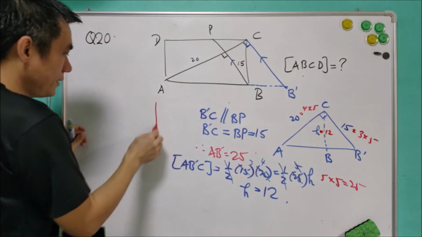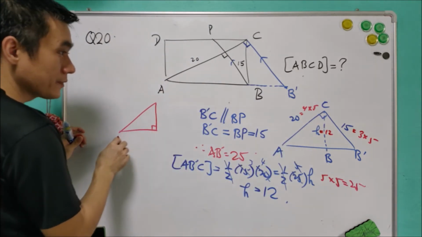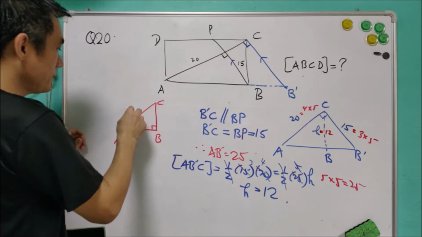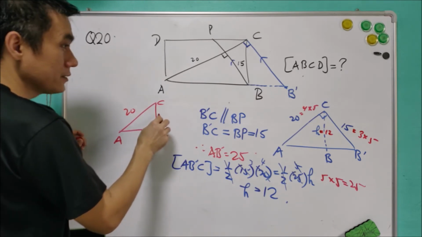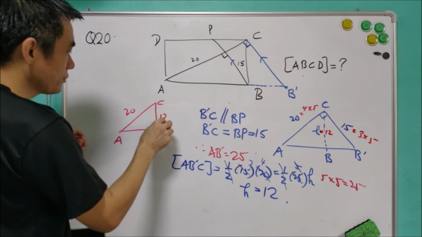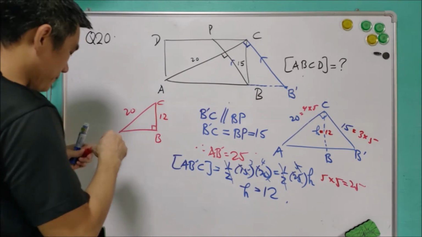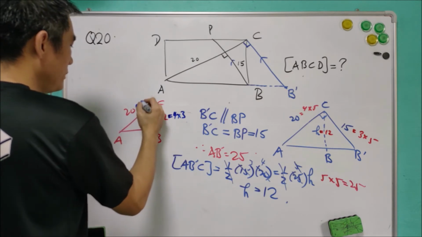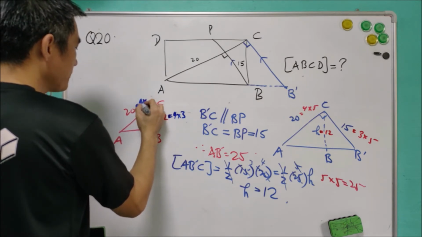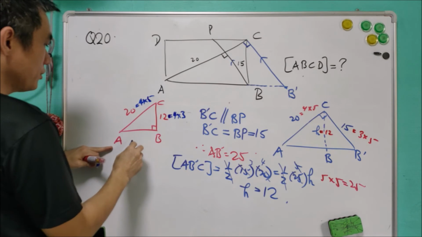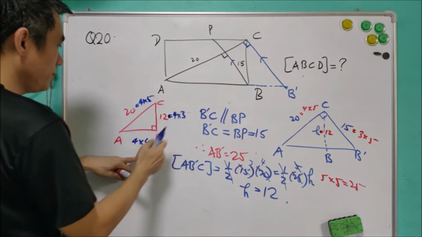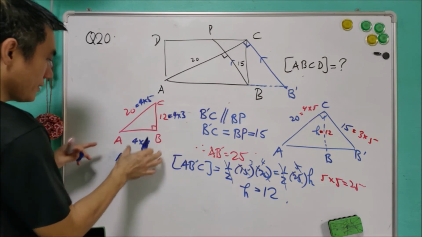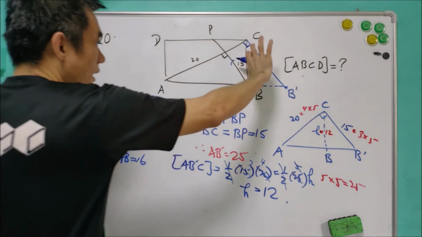Now we will look at this right angle triangle, A, B, and C. This is equal to 20, and this is equal to 12. What is AB then? 12 is equal to 4 times 3. 20 is equal to 4 times 5. So this will equal 4 times 4, 3, 4, 5. Therefore, AB is equal to 16. AB equals 16.